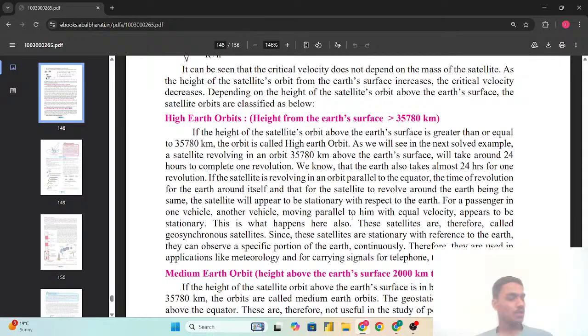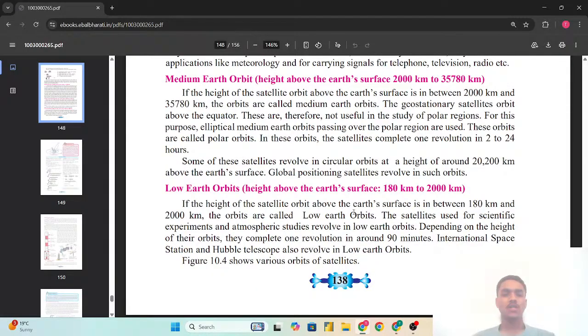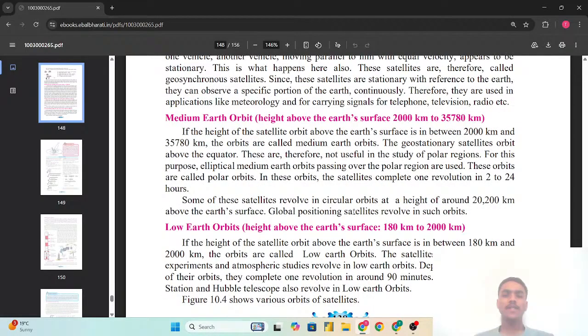सो ये जो था, next जो हम देख रहे हैं, that is about the Earth surface, that is 2000 किलोमीटर. सो 2000 किलोमीटर से लेके 35,780 किलोमीटर तक जो कि है, that is medium Earth orbit. So if the height of the satellite orbit above the Earth's surface is in between 2000 kilometer and 35,780 kilometer, the orbits are called as the medium Earth orbit. और ऐसे orbits को हम medium Earth orbits करके कहते हैं.